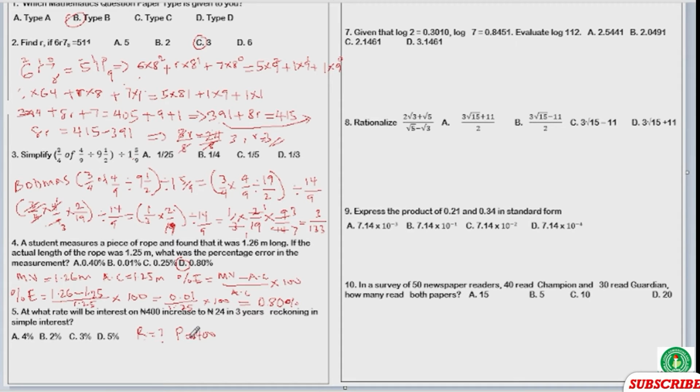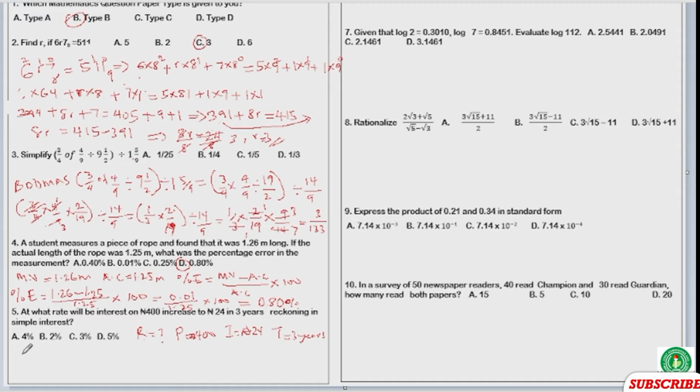So this is 400 naira, to have interest of 24 naira. Now we should calculate the rate for which 400 naira will have interest of 24 naira in a duration of 3 years. As you can see, this is simple interest.